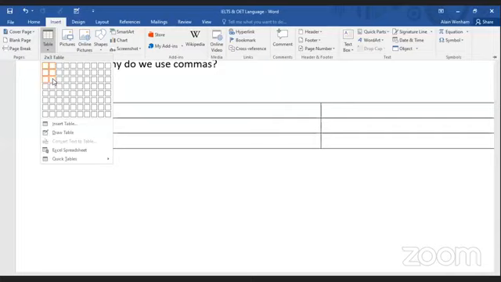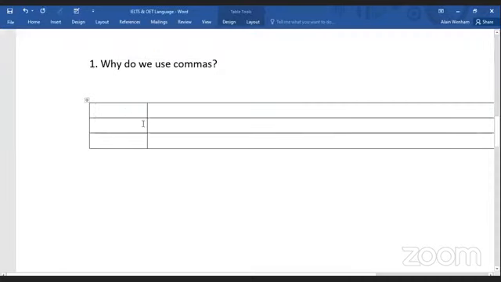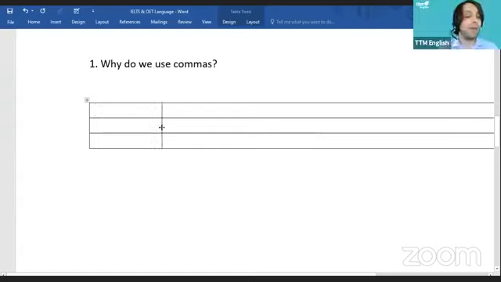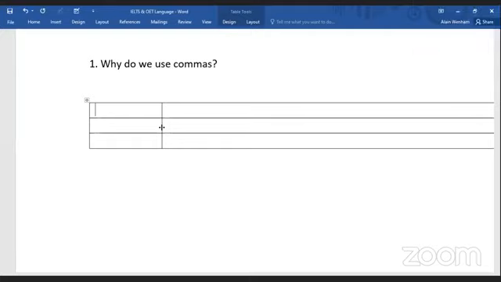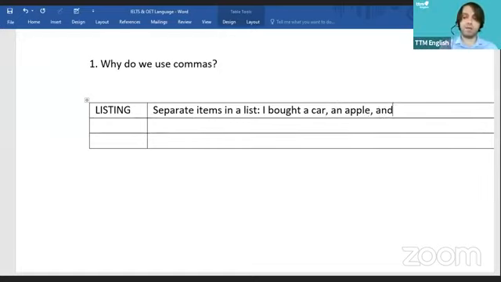Because we need to put a stop into a sentence. Ah, well, that would be a pause. This is where it gets into difficulty, yeah? But let's keep it more simple. If I say something like, I went to the shops and I bought a car, an apple, and a fish. So it's a very strange shop. To separate items in a list. Yeah, and you're making it clear and understandable. So I bought a car, an apple, and a fish.